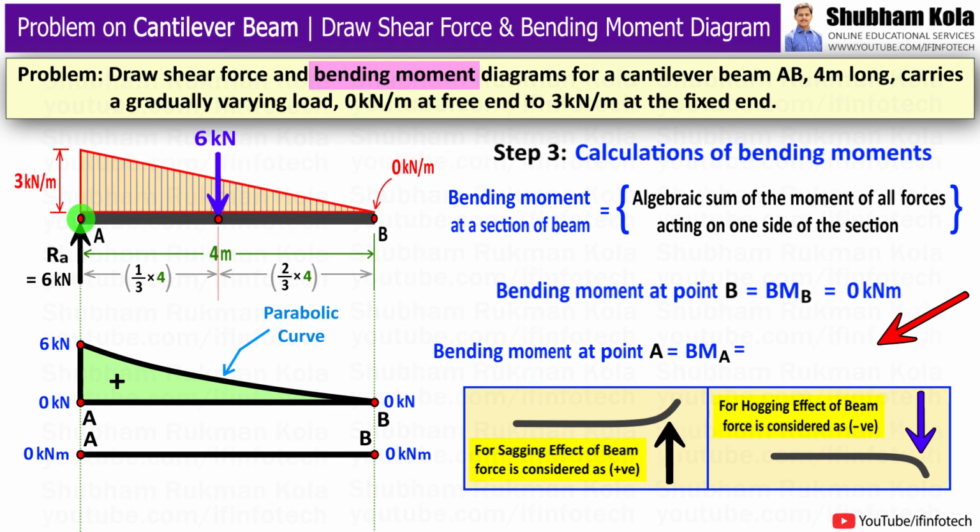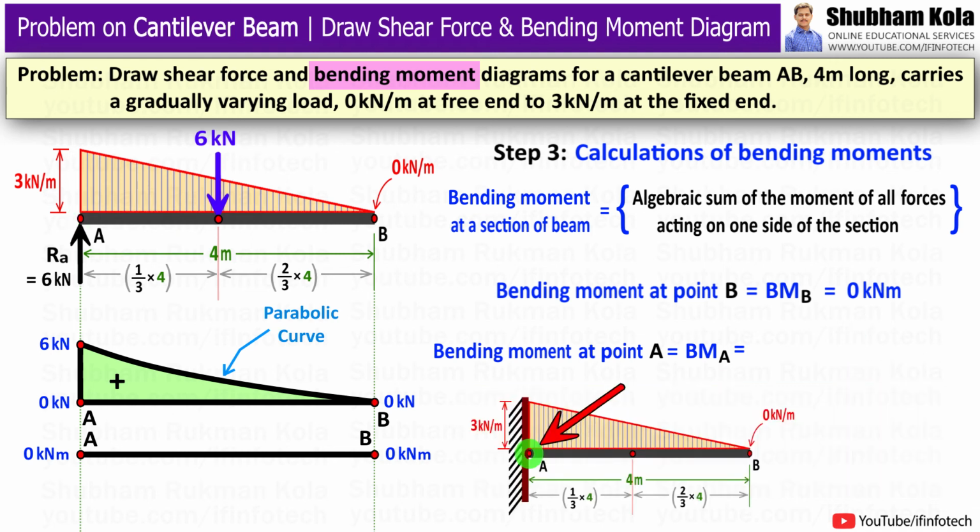And for bending moment calculations, our sign convention is, for sagging effect of the beam, the force is considered as positive, and for hogging effect of the beam, the force is considered as negative. So the bending moment at point A, that is BM suffix A, equals the algebraic sum of the moment of all the forces at the right hand side of point A. So here at the right hand side of point A, there is uniformly varying load, that is triangular load, which we had converted into a point load of 6 kN, which is acting on the beam in the downward direction.